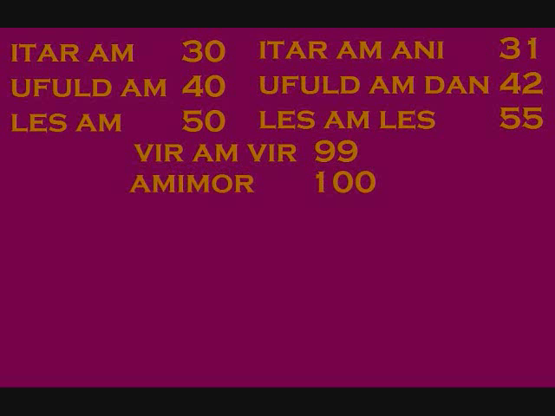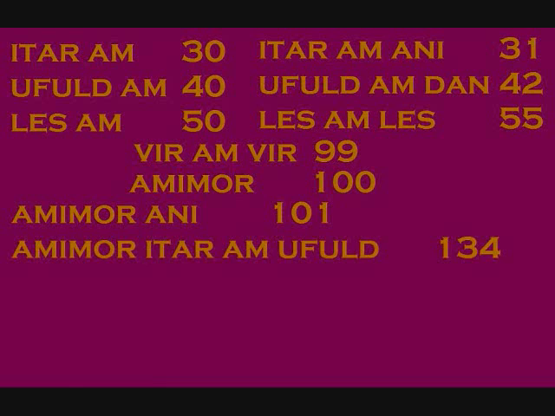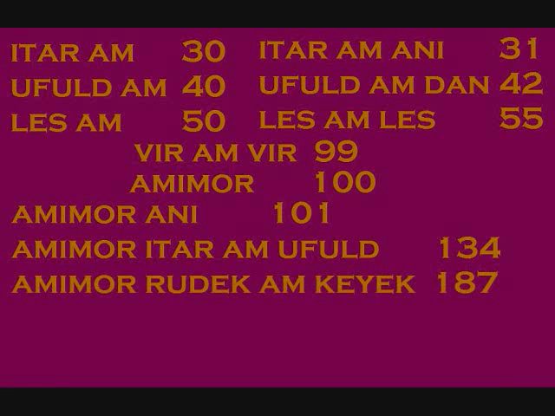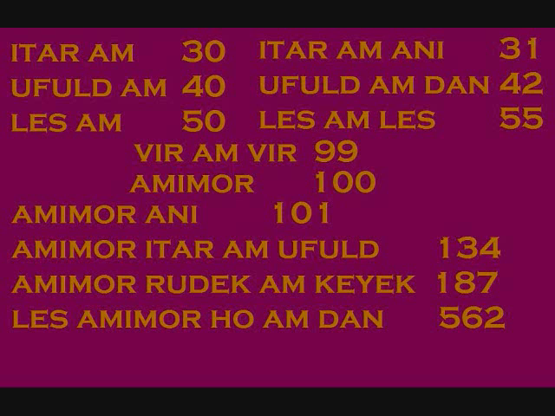100 is amimor. And then the process starts anew. 101 is amimor ani. 134 is amimor itar am ufuld. 187 is amimor rudek am keyek. 562 is les amimor ho am dan, and so on.